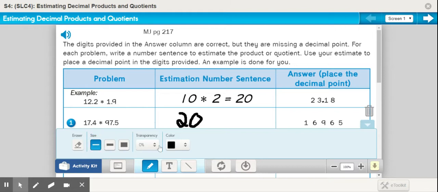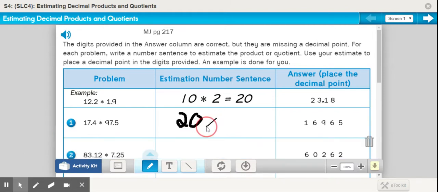Times 97 and 5/10. Well, again, I can make 97 and 5/10 go to 98, but I don't think you can multiply with 98 very easy using mental math. So let's look. The 7 tells the 9 to go up to a 10. So 97 and 5/10 actually becomes 100.